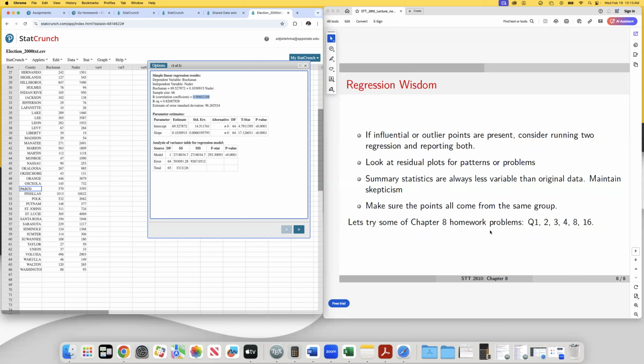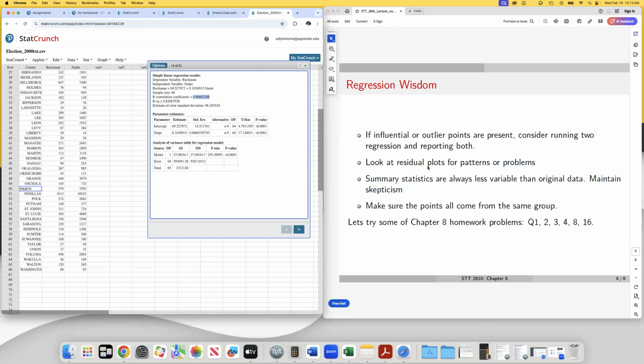And then the other thing we would be talking about is that you should always be careful anytime you have an influential or outlier point present. You should consider running two regressions and reporting both. You should also be looking out for residual plots or patterns. And whenever we do summary statistics, because it's a summary of the whole data, they are less variable than the original data. So you should always maintain some skepticism.